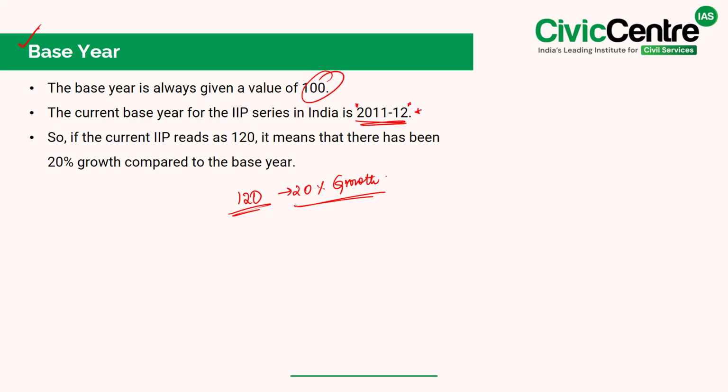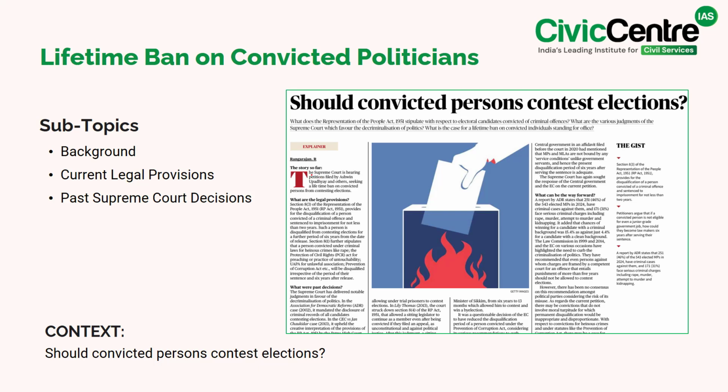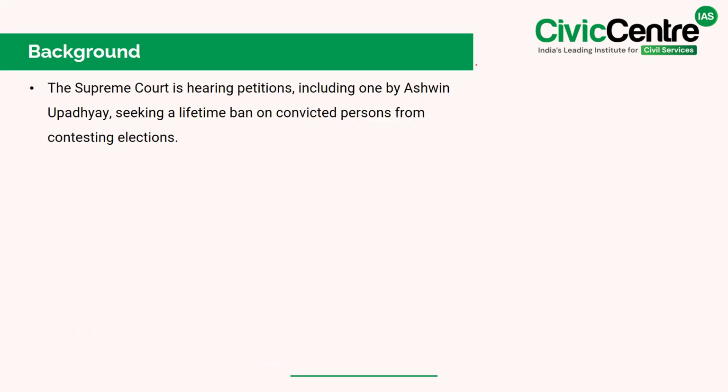2011-2012. Now, moving to the next article, it says that the Supreme Court is hearing petitions filed by Ashwin Upadhyay and others seeking a lifetime ban on convicted persons from contesting the elections. Now, in this context, let's talk about the lifetime ban on the convicted politicians. If we see the background, the Supreme Court is currently hearing the petitions filed by Ashwin Upadhyay and others seeking a lifetime ban on convicted persons from contesting the elections.